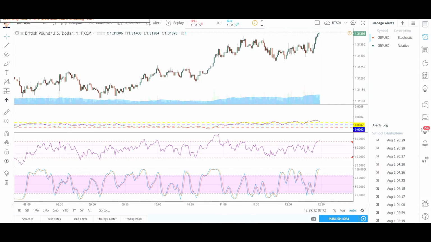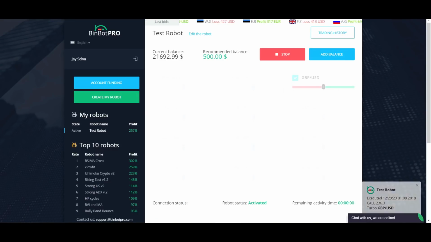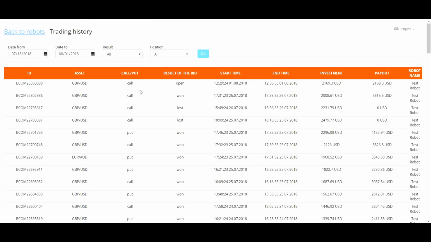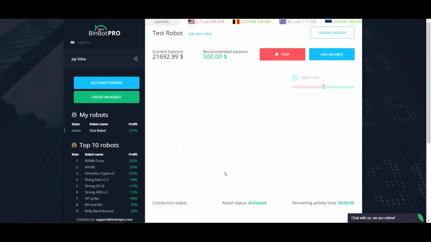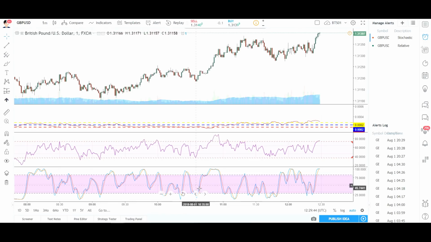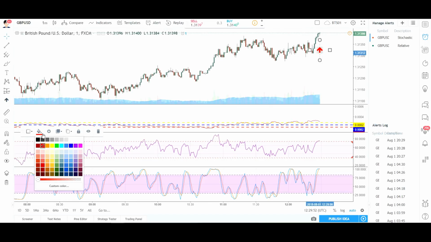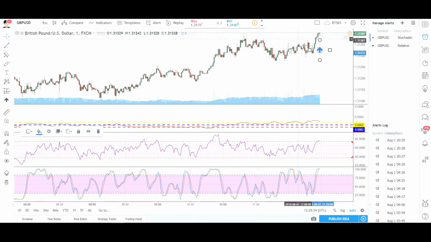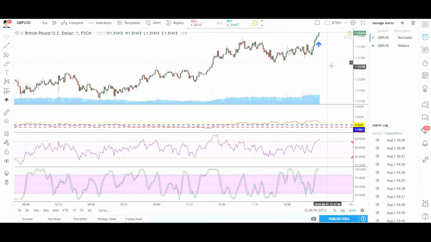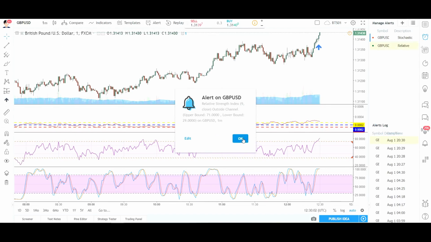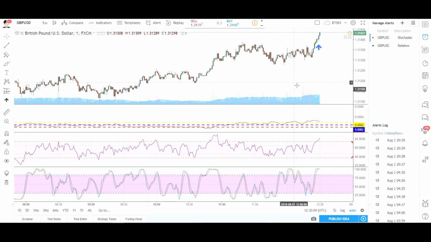Let me check it out. Let me check the trading history. Okay, yes, it's already open. It's a call trade on this particular bar right here. So we're going to wait for the results to expire. Let me change the color and position. So, call trade. All right, nice. I think this trade is looking good, and the RSI is going way higher as well.